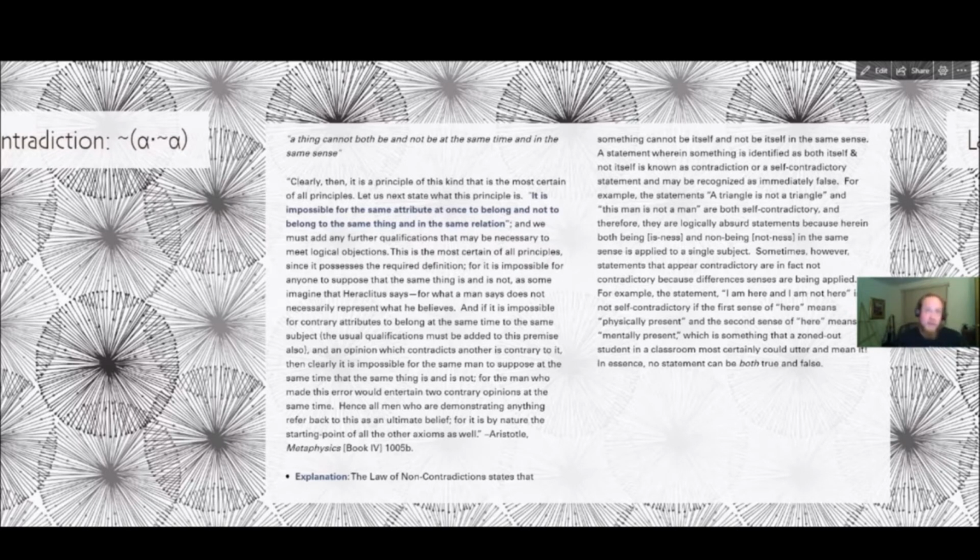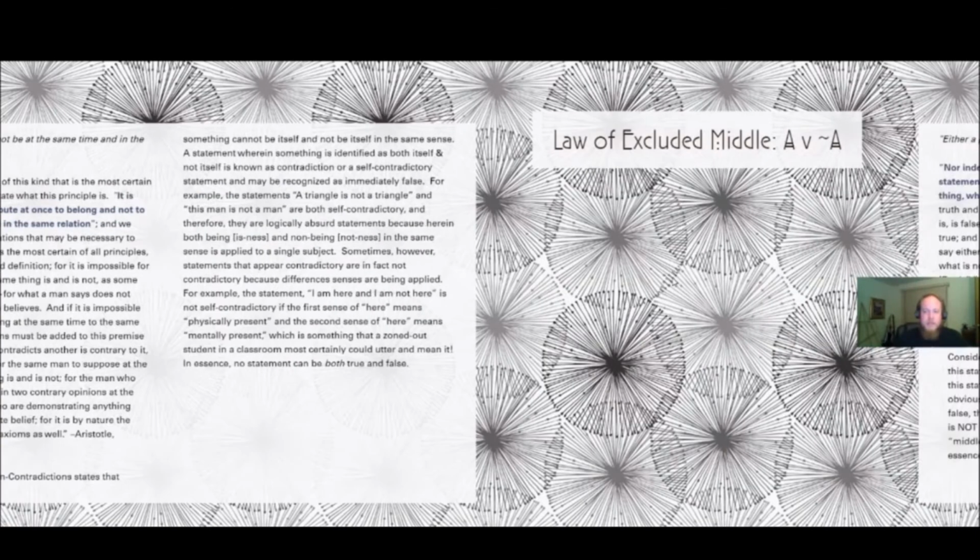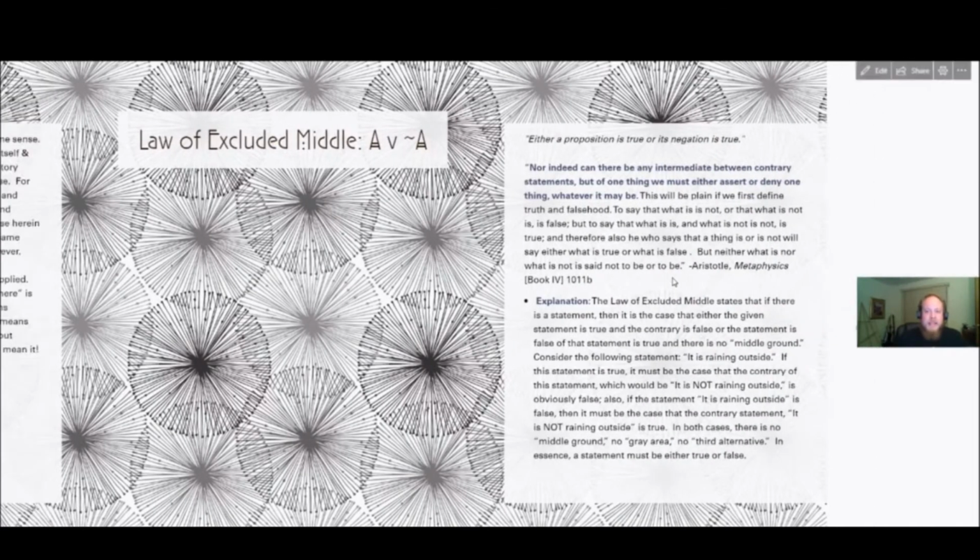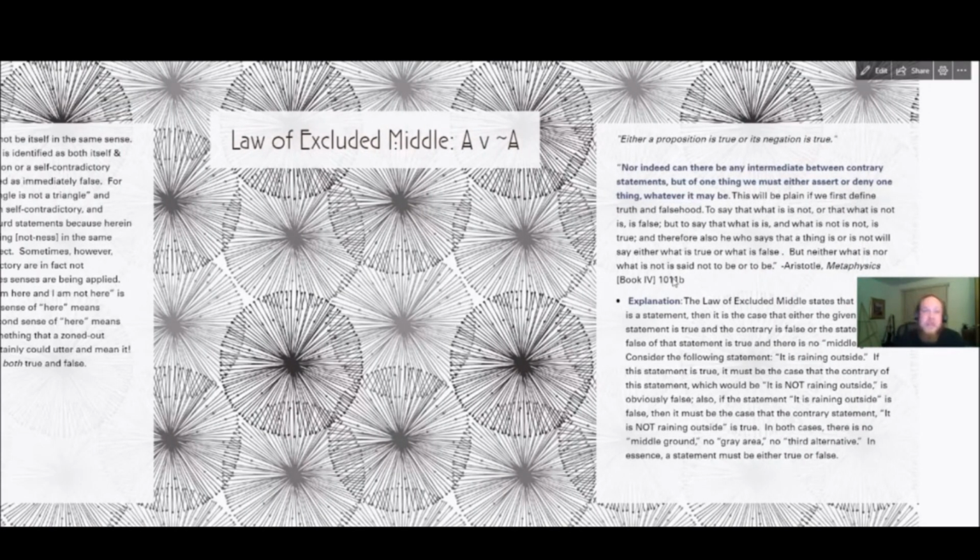So the next law of logic is actually the law of excluded middle. This is that either a proposition or a statement is true. We'll talk about what propositions or statements are, basically something that we can say that's true or false, or they're not. So that's why he says here at the beginning of this quotation from the Metaphysics, nor indeed can there be any intermediate between contrary statements. But of one thing, we must either assert or deny one thing, whatever it may be.